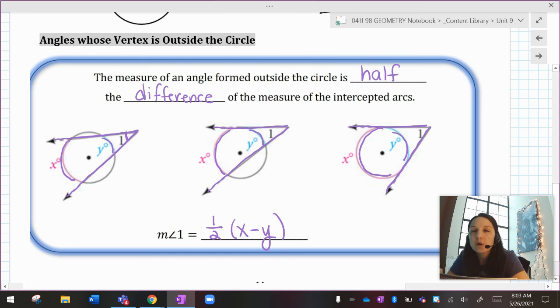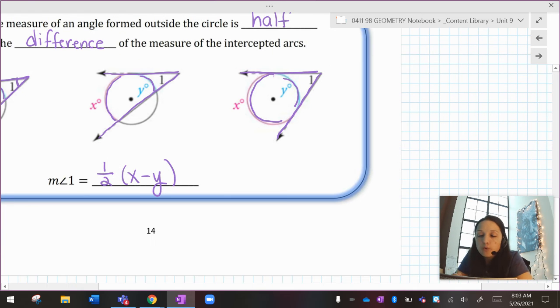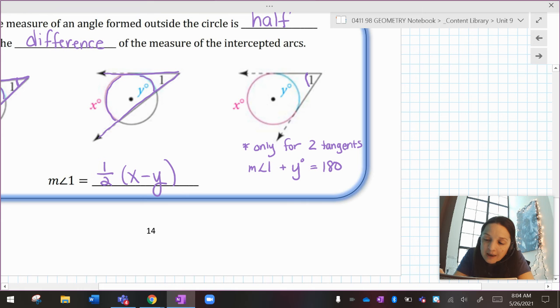But for this last one, I'm going to give you one special bonus rule. Now, you can do x minus y divided by 2. That totally works. But there's one other rule that works only for two tangents. Only for this last diagram, the measure of angle 1 plus y is 180. I often describe this as the angle and the arc it's about to swallow are supplementary. Angle 1 plus y is 180.